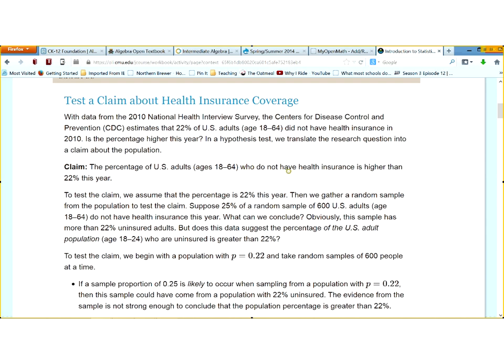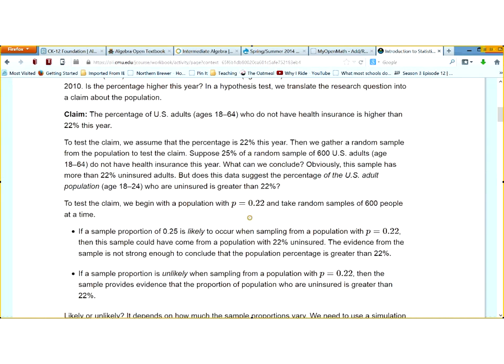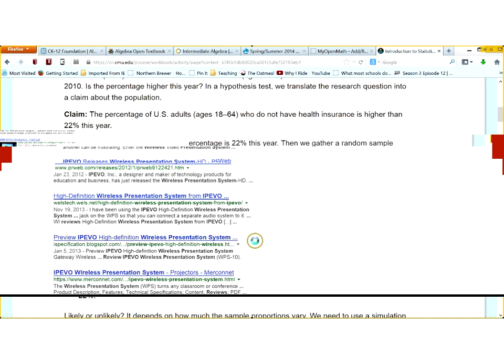In a hypothesis test, we translate that into a claim about the population. So the claim is the percentage of U.S. adults who do not have health insurance is higher than 22%. To test it, we assume that it isn't higher, that it's still 22%. But suppose we take a random sample of 600 U.S. adults, and 25% of them don't have health insurance. What can we conclude? Well, basically what we do, I'll just do it on the other paper rather than go through this example.